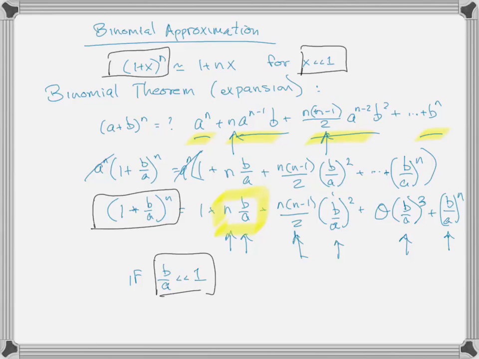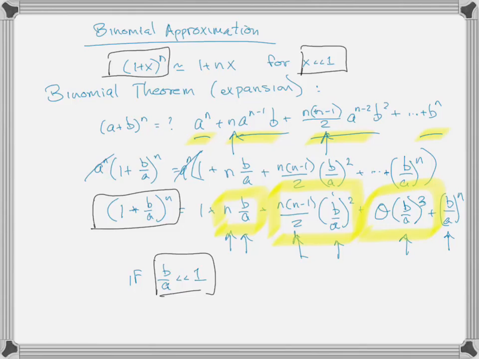So the big question, what I'm trying to get at, is what about the second term? How does the second term compare to the first term? Well, if b over a is much, much less than 1, then what's b over a squared compared to 1? It's so much less than 1, right? And then what about the third term, b over a cubed? If b over a is much, much less than 1, then b over a cubed is that much more less than 1.